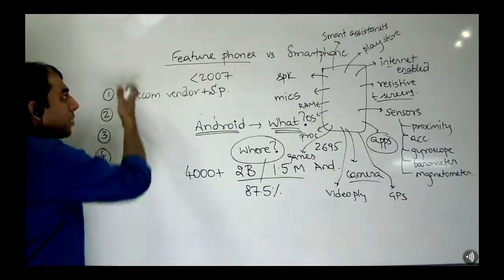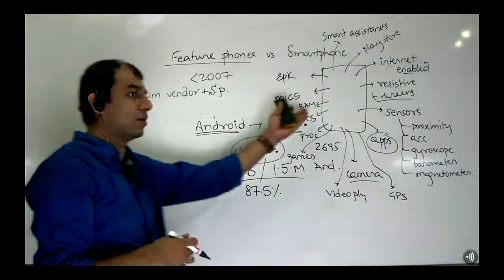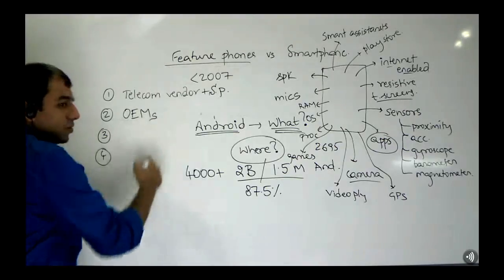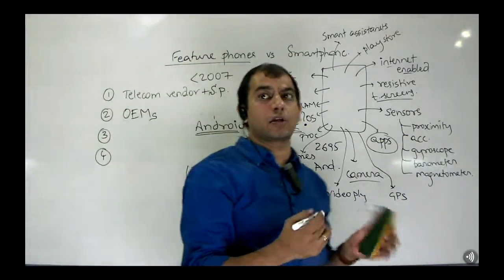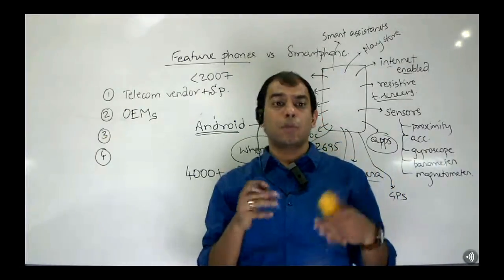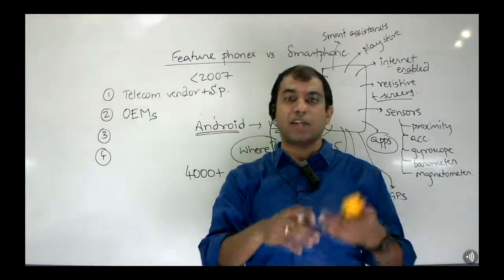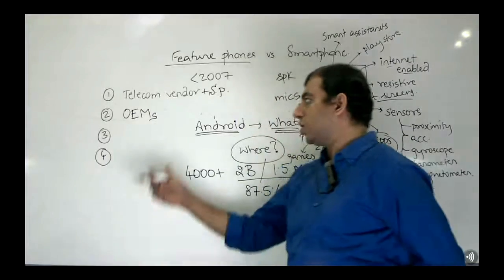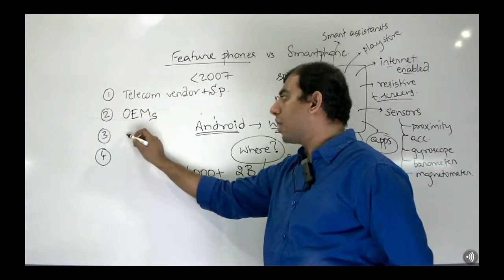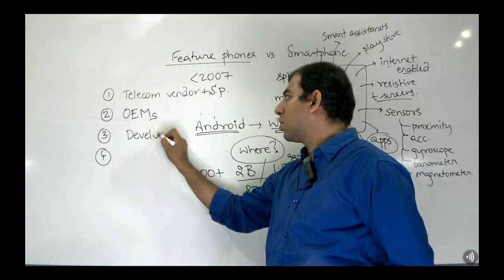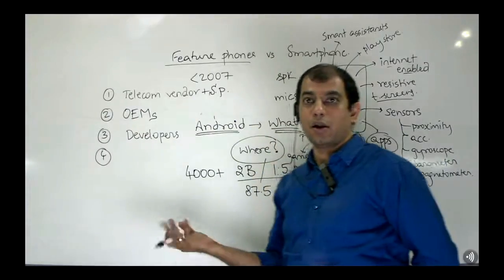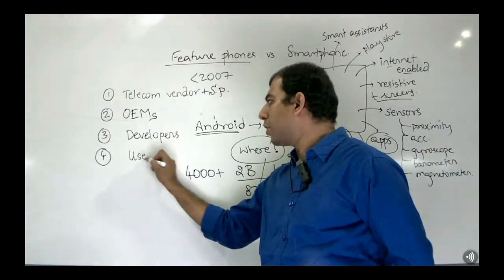Then apart from that, in the telecom market, somebody should make what? Hardware, right? So what do we call them? OEMs, original equipment manufacturers. Original equipment manufacturers are nothing but the companies who make the devices. That's where your Samsung and Motorola and LG and Apple, etc. come up, isn't it? Then who else is there? Yes, you have developers for sure. And finally, the most important part, the user, we, right? I and you. So the end user.